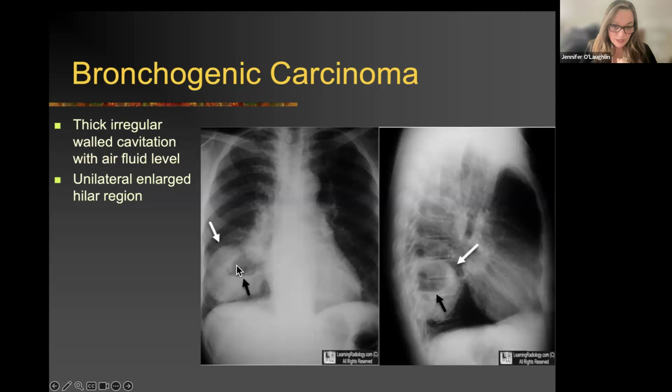Other things on this X-ray is you're getting one-sided hilar lymph node adenopathy. So the lymph node on this side is becoming large and it's only on one side, and the bronchi is also becoming larger on that side. So unilateral hilar region enlargement. And then same thing here, air fluid level, thickened walls. It's only one mass, but it's irregular.